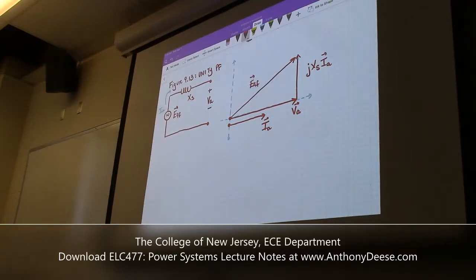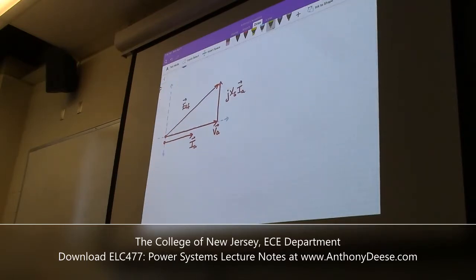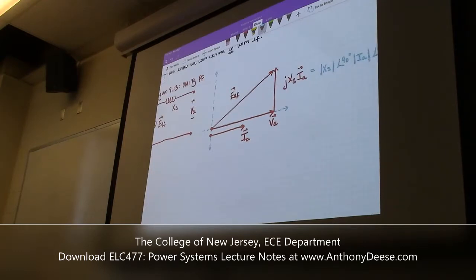So the red, yeah. Can you explain once more why that's vertical? Yeah, because if you take a look at the angle of this, you have XS with an angle of 90 degrees, which is the same as J times XS. And then you have IA with an angle of 0 degrees. So that just gives you 90.